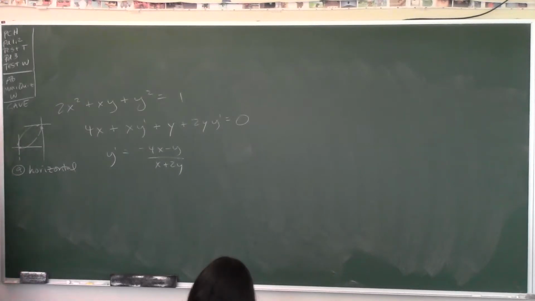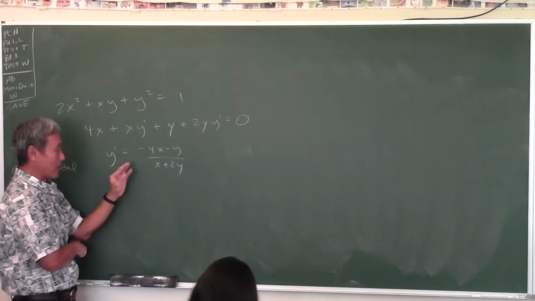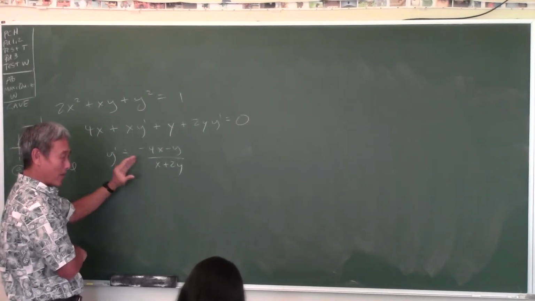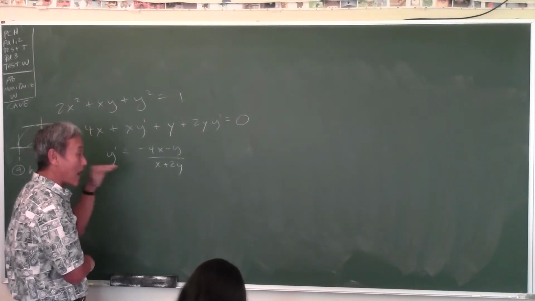Now, if I want the tangent line to be horizontal, what is the slope of a horizontal line? 0. So I want the derivative to equal 0. Now, if this is the derivative and I want it to equal 0, what does that mean? The top is 0 or the bottom is 0? Top. The top is 0.